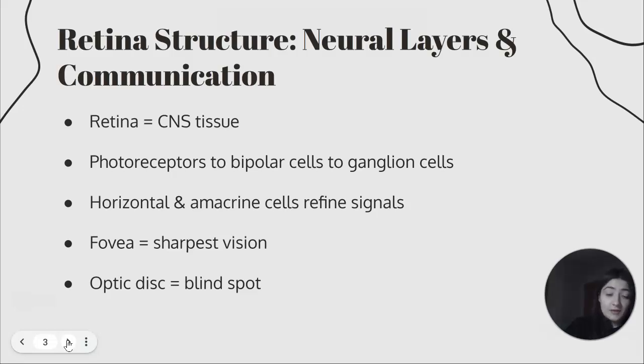The fovea contains densely packed cones that are responsible for high acuity vision. In contrast, the optic disc has no photoreceptors and it creates a little blind spot. These structural differences show us how the retina is specialized for different visual tasks. Not every part of the retina does the same thing, and that is on purpose. It was created that way for a reason.